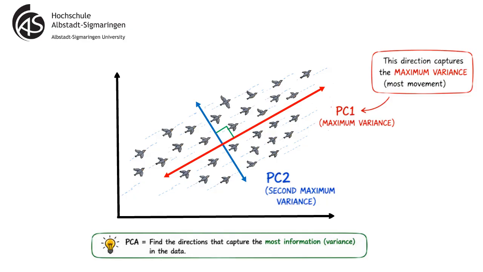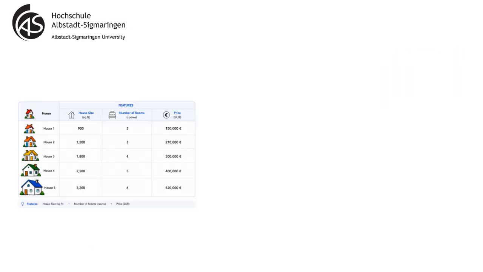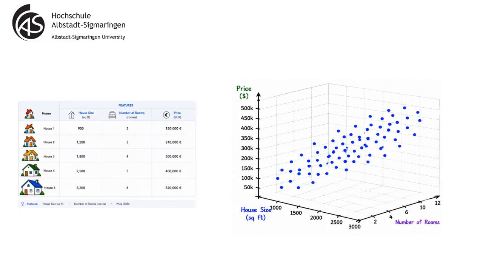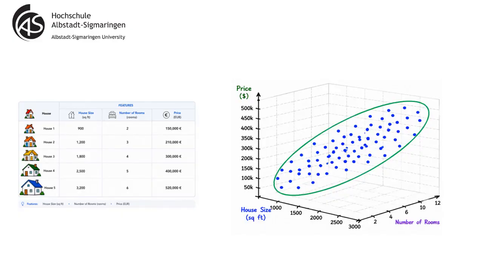Let's see PCA in action with a simple 3-dimensional example. Imagine we're analyzing houses using 3 features: house size, number of rooms, and house price. Each house can now be represented as a point in 3-dimensional space. When we plot all the houses, the points form a stretched cloud. Now imagine I ask you a question. If you had to summarize this entire cloud using fewer dimensions, which direction would you choose? PCA answers that question automatically.